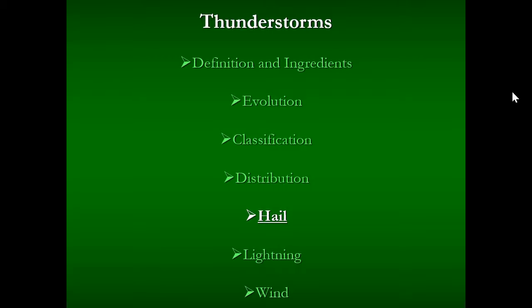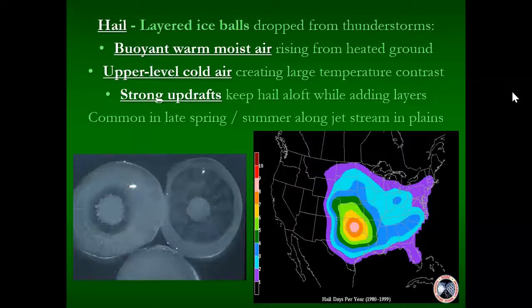Hail is, of course, a consequence of thunderstorms, and one of the main types of precipitation. Hail is basically layered ice balls dropped from thunderstorms. You can see pictures of what you would see in the layers here. Buoyant or moist air rises from the heated ground, as we would see typically in a thunderstorm. But what happens is the raindrops will start to fall from the sky. They get caught in the updraft and kick back up into the higher parts of the cloud.